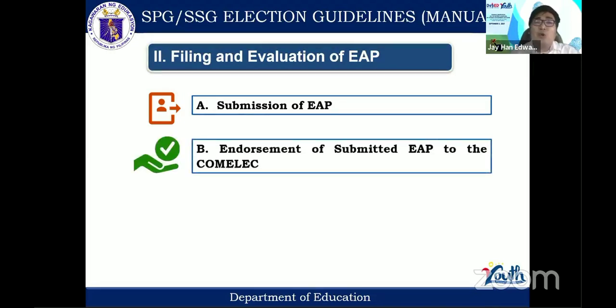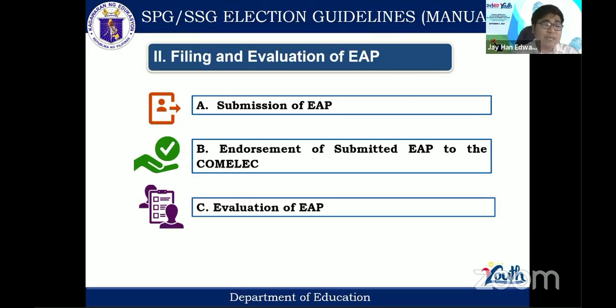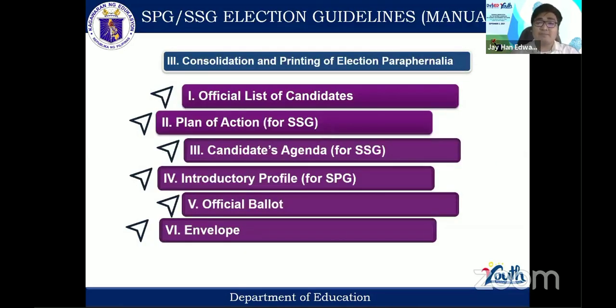For letter B, endorsement of submitted EAP to the COMELEC. And letter C, evaluation of EAP. This will be accomplished and done by the members of the COMELEC itself. They shall determine the approval or disapproval of each candidate's application using the election application evaluation tool. Kapag po nag-evaluate na si COMELEC, dalawa lang po yung decision yan. Either approve po or disapprove using yung election application evaluation tool po na provided po ng ating interim guidelines.